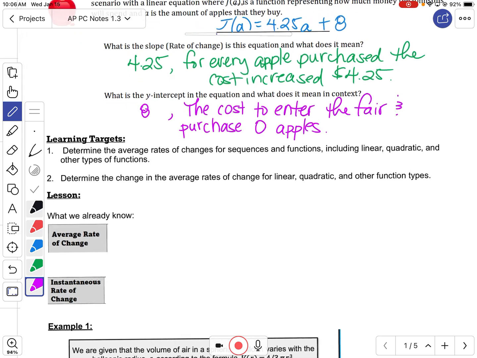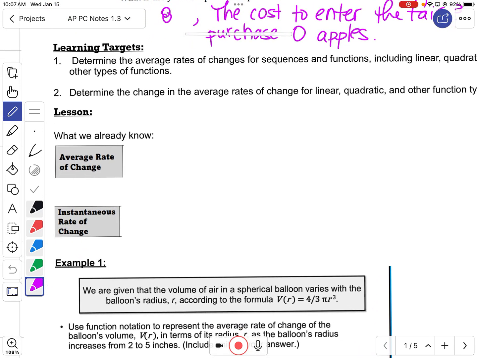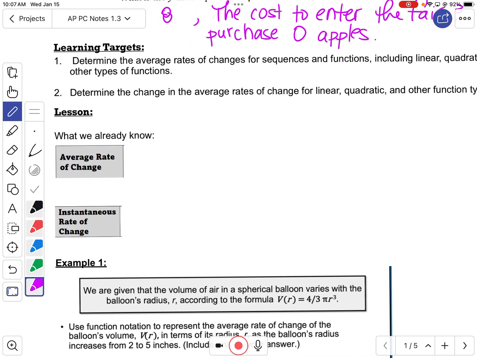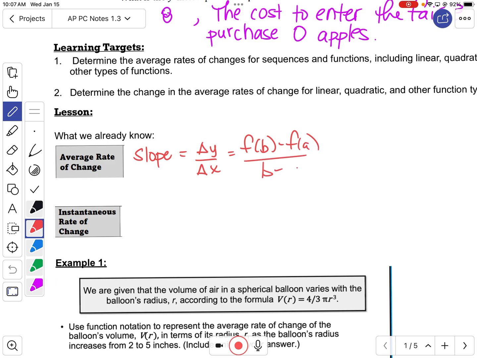So let's talk about what we already know. We've been working on average rate of change. What is that the same thing as? That's the same thing as slope. It's our change in y over our change in x, or f of b minus f of a over b minus a. So a and b are 2 points, our x values on the graph.